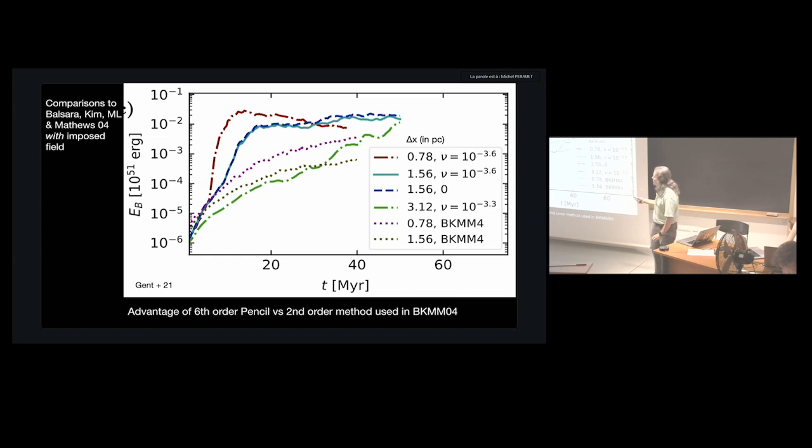Okay, so let's look at just how much advantage did we get from using sixth order. So this model with resolution 0.78 parsec can be compared for the second order code to the same parameters with the sixth order code. And you can see the sixth order code grows dramatically faster. That is, we have much less numerical resistivity. We're getting much closer to the physical diffusivity there.